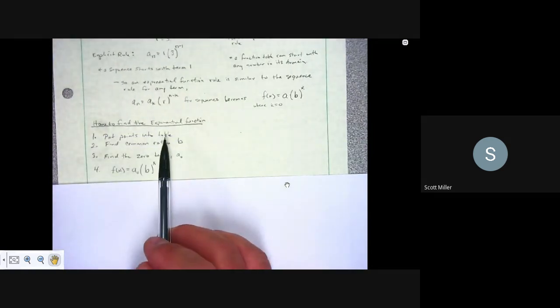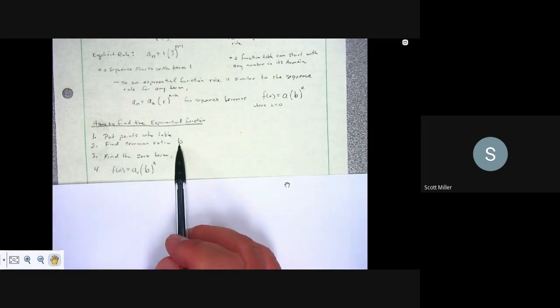How do I find an exponential function? What is my process I want to follow? Well, if you have numbers, put it into a table. Whatever format they give you, put it into a table. Find the common ratio, which is going to be the base number, b. And then try and find the 0 term. If I find the 0 term, that's that a sub 0 right here. So that 0 term is the number that goes right here. Okay? If you can't find it, I can use this format right here and pick any point.